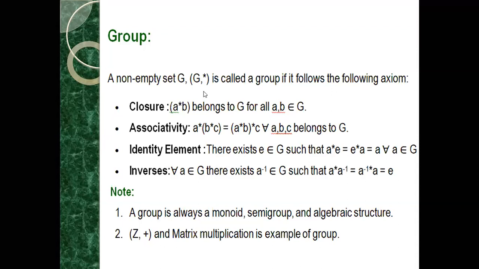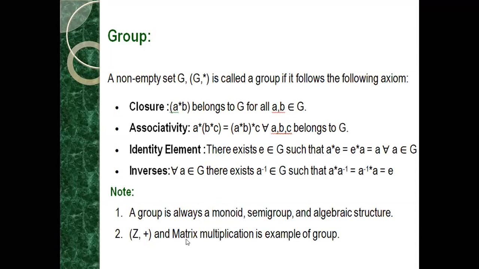Okay. So a group is always a monoid, because if it satisfies these four properties, it is already a monoid and semi-group, and also an algebraic structure. So Z plus and matrix multiplication is an example of group. Z plus is a group, but Z dot is not a group.